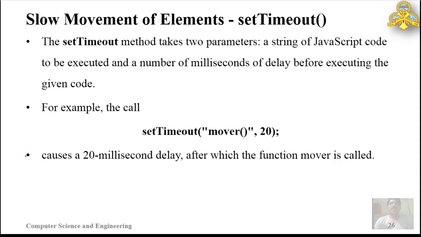Now we'll go for the function setTimeout. setTimeout takes two parameters. One is a string of JavaScript code that is to be executed, and the other is the number of milliseconds of delay before executing the given code. This is an example for setTimeout. Here the name of the JavaScript function is given as a string literal. Here mover is the JavaScript function which is performed with a delay of 20 milliseconds.